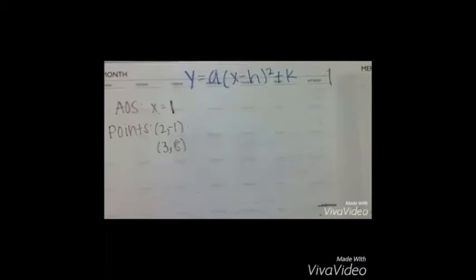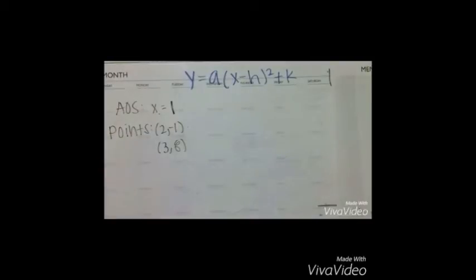Now, a and k should be the only letters left in your function. First, we're going to solve for k. After you find k, plug it into the function and solve for a. After you find a, plug in all the constants into the equation and write in vertex form. Now I'm going to go over 3 types of problems with you.